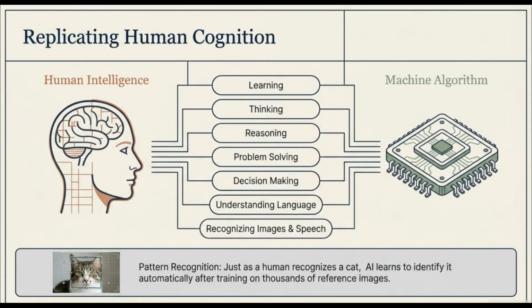At its core, artificial intelligence is about making computers think and learn in a way that is similar to humans. AI can learn from information, solve problems, and make decisions. A simple example is recognizing patterns. If a computer is shown thousands of pictures of cats, it learns what a cat looks like. Later, when it sees a new picture, it can identify whether it is a cat or not.